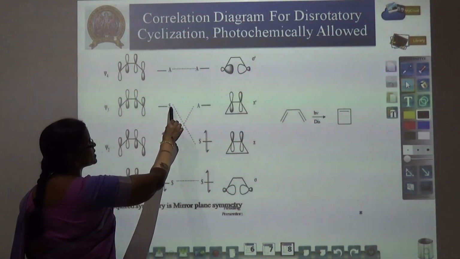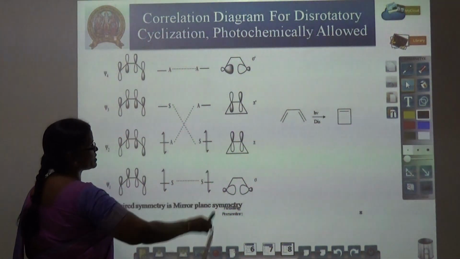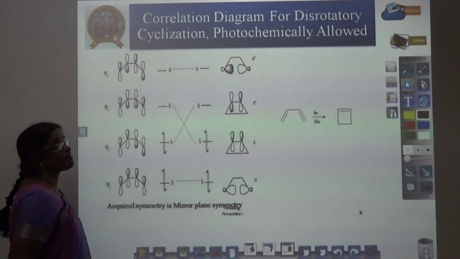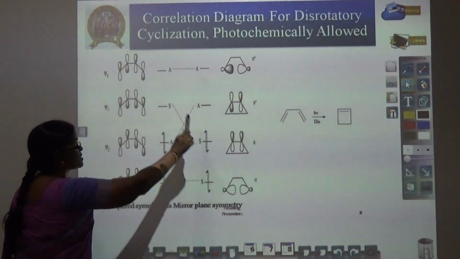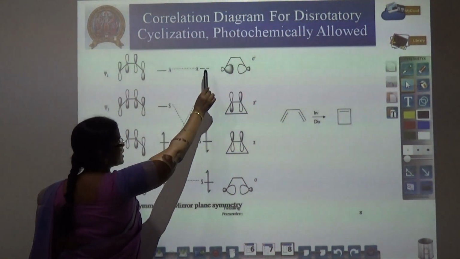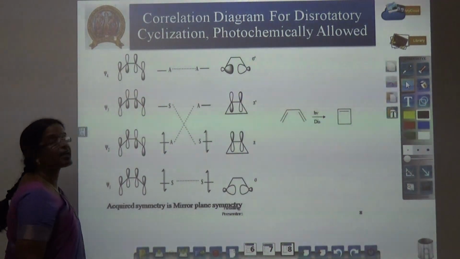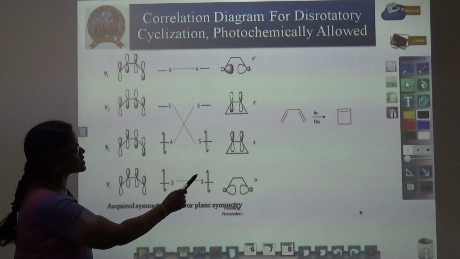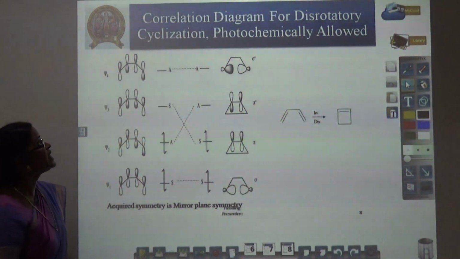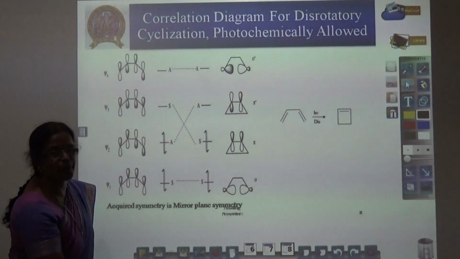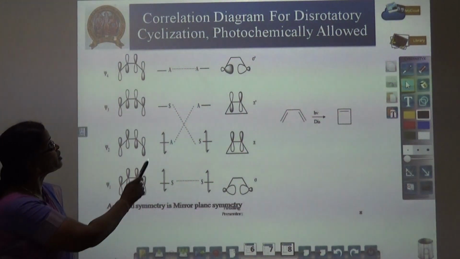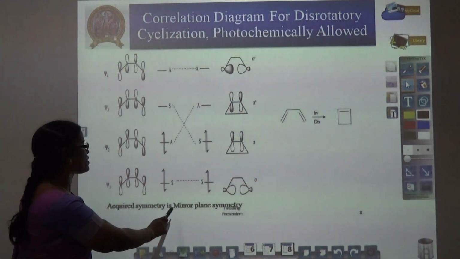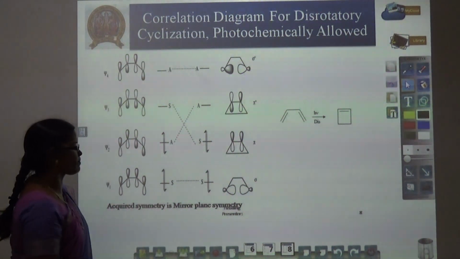Similarly, the first excited state of the reactant is correlating with the product. Then the reactant orbital correlates with the product orbital of the ground state. The reactant antibonding molecular orbital correlates with the antibonding molecular orbital of the product. So this process by disrotation is a symmetry allowed process. By disrotation, the photochemical process is a symmetry allowed process. The acquired symmetry is mirror plane symmetry.